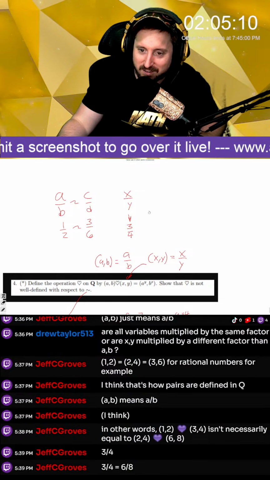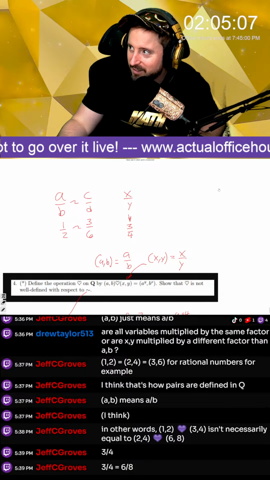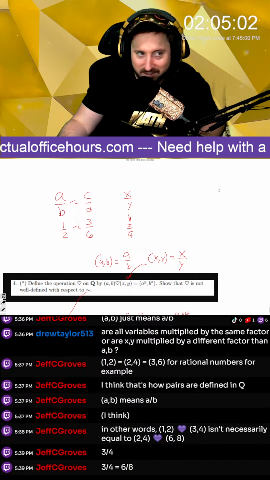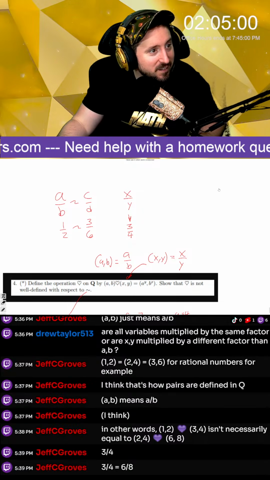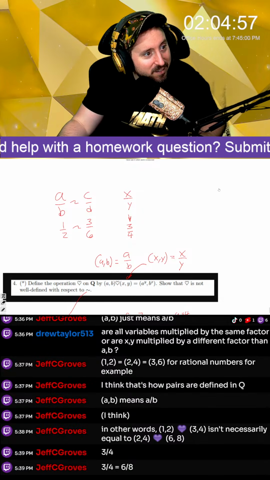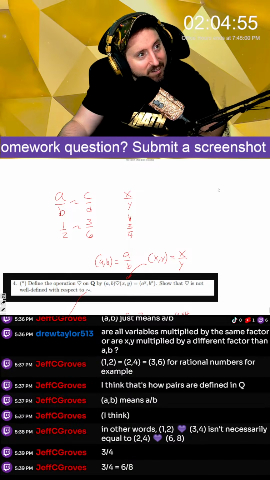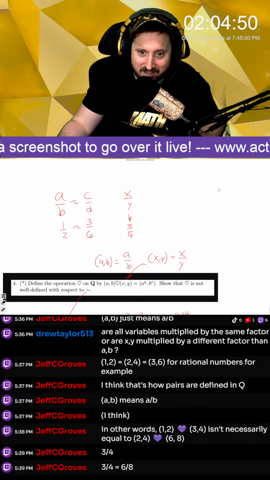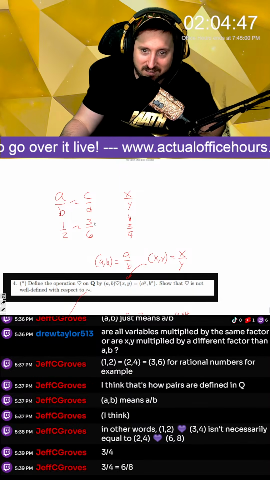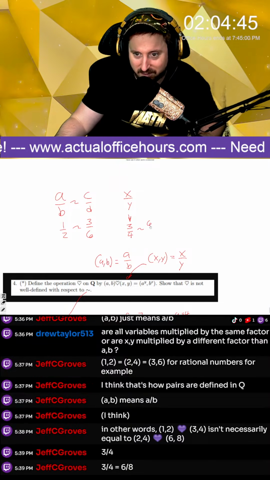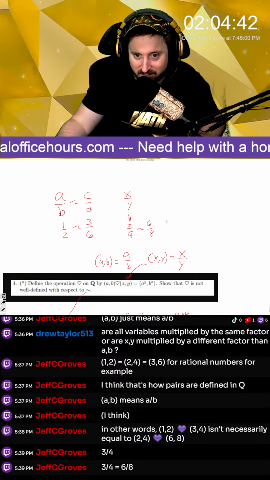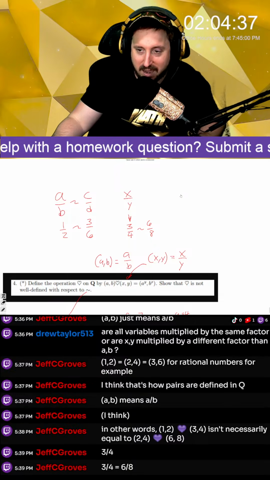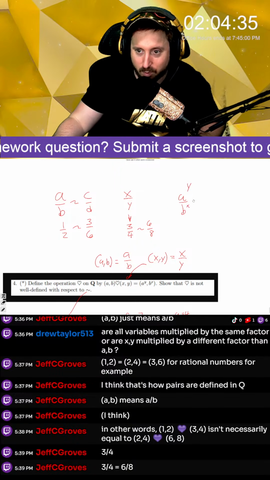From what I understood, if we take another pair of points which are equivalent to AB and another pair of points which are equivalent to XY, we cannot produce a different equivalence class for A to the Y, B to the X. Okay, so A to the Y over B to the X. What would that be equal to?